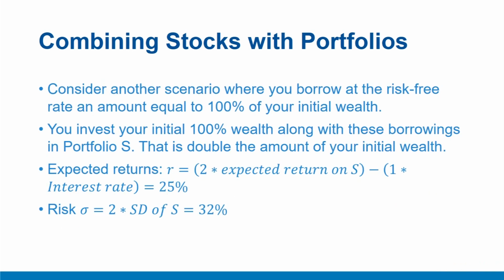Consider another scenario where you borrow at the risk-free rate an amount equal to 100% of initial wealth. You invest your initial 100% wealth along with these borrowings in portfolio S, that is double the amount of your initial wealth. So you have to pay interest on the loan, but now your expected return is computed as shown here. R equals 2 times expected return on portfolio S minus interest rate, which is equal to 25%. Also, the standard deviation of your portfolio can be computed as shown here, which is sigma equals 2 times standard deviation of portfolio S, which is 32%.